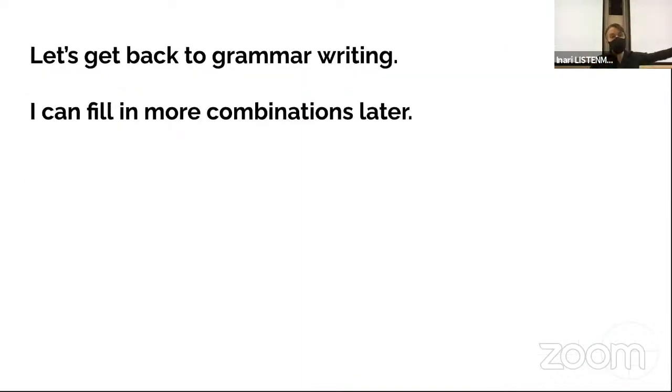That was a rabbit hole where I never reached the bottom. At some point I concluded, okay, I've spent enough time with this. Let's get back to grammar writing, and I can fill in more combinations later. So to wrap that up, you do not have a finite number of combinations that you can just put into the table, but you want to analyze these combinations and treat them analytically.